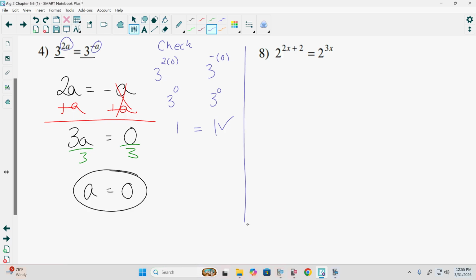2 to the 2x plus 2 equals 2 to the 3x. So really what we're doing is, you don't have to rewrite it. I'm going to rewrite it.